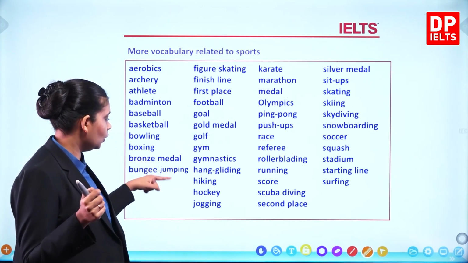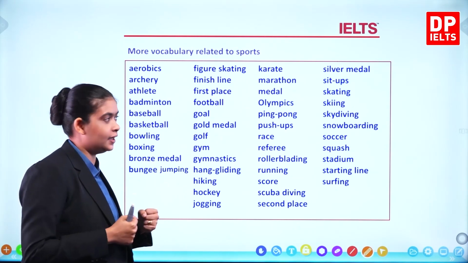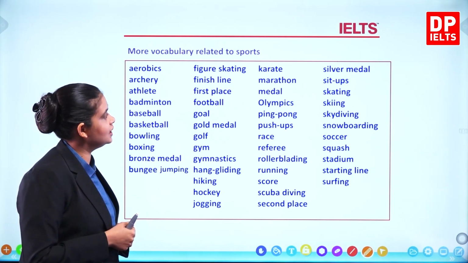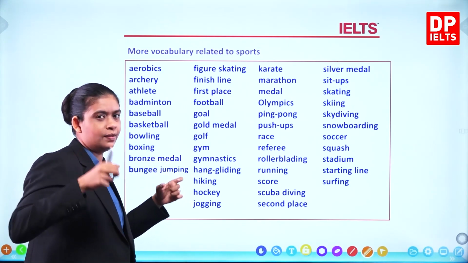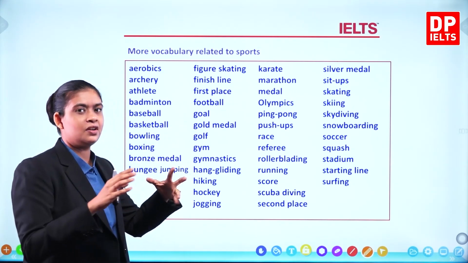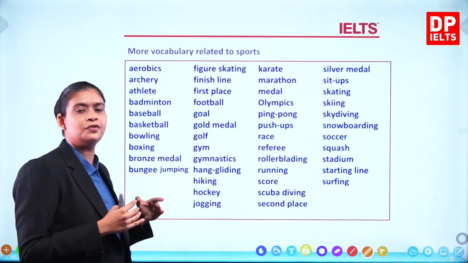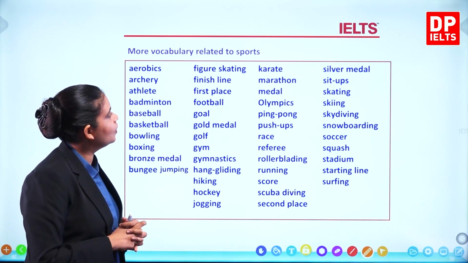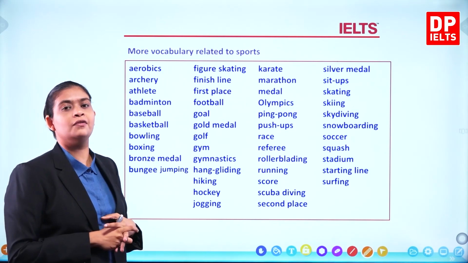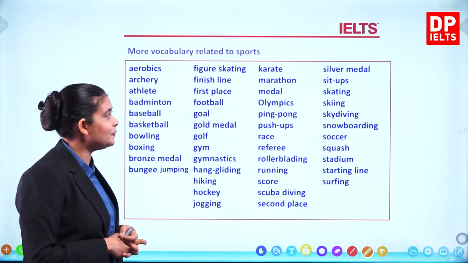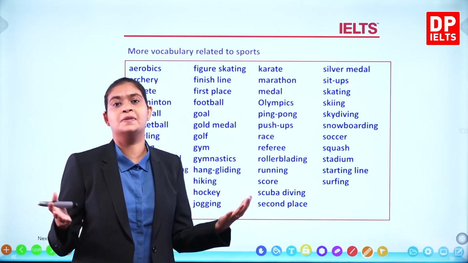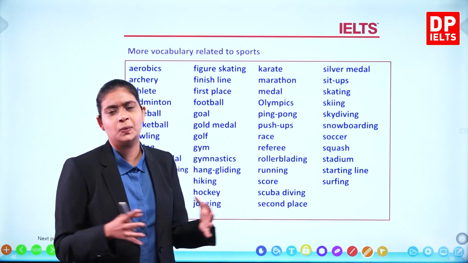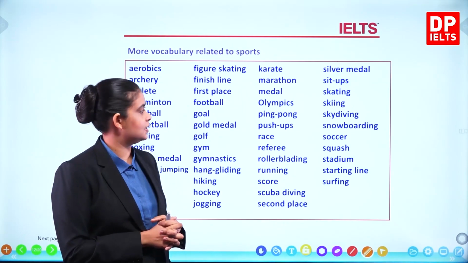Hiking, hockey, jogging, we all know that. Karate, okay, is like boxing. But boxing, you have the boxing punching ones. But karate, you don't have that. It's like a self-defense way, okay. Marathon is where you run for a race. Olympics, a world famous event where you have different types of sports. It's all the sports that we have around the world, okay.